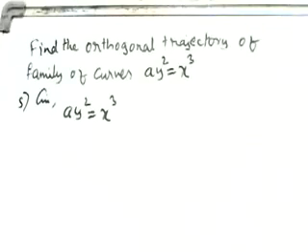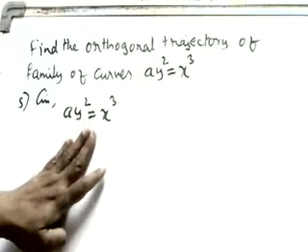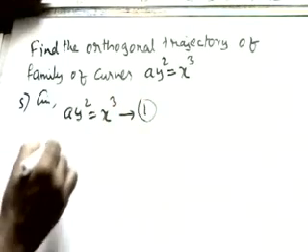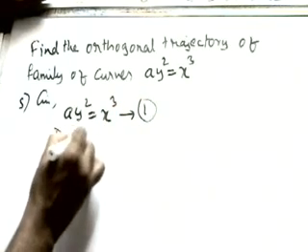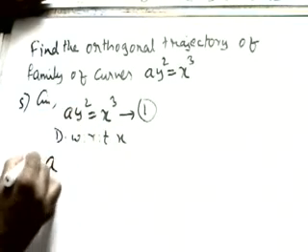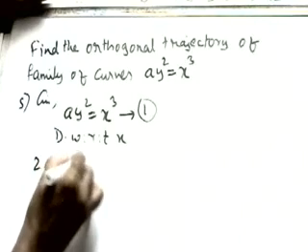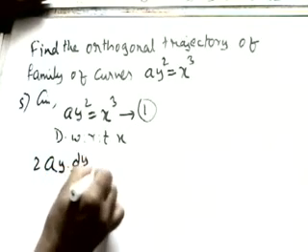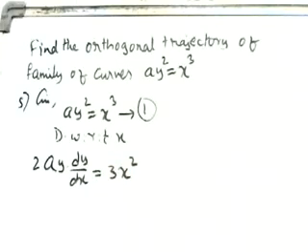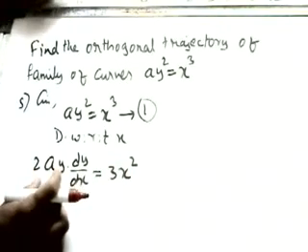Find the orthogonal trajectory of the family of curves. Now let me differentiate and find the value of a, and substitute in this. Suppose this is 1. Now differentiating with respect to x, a as it is, y square is 2y, differentiation of y is dy by dx, x cube is 3x square.